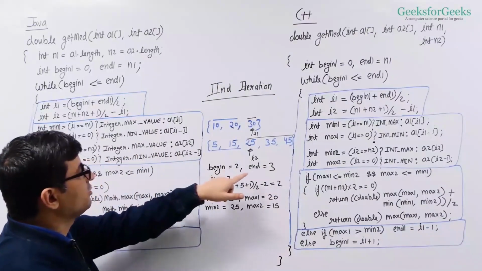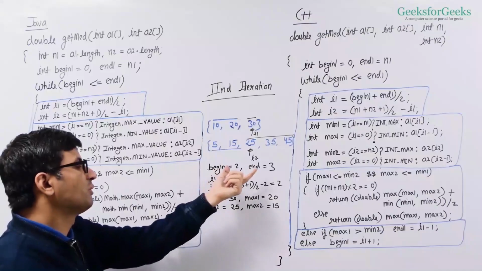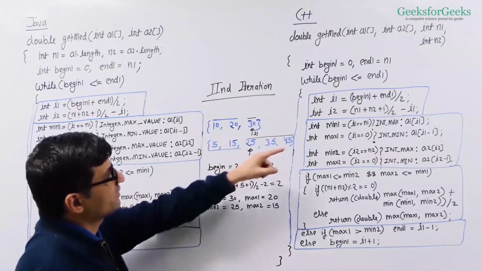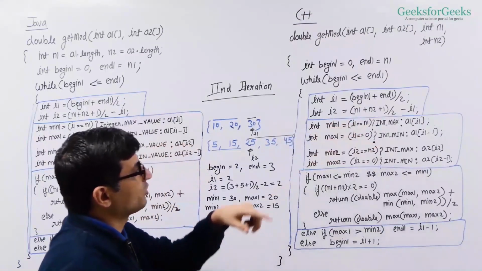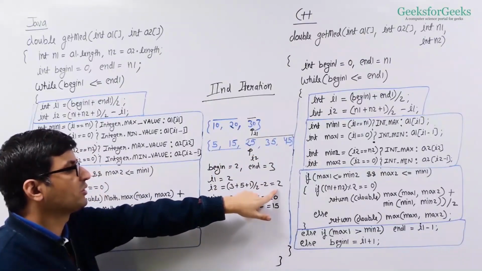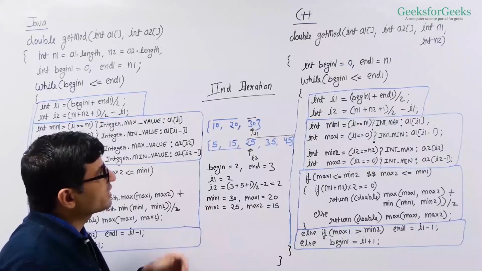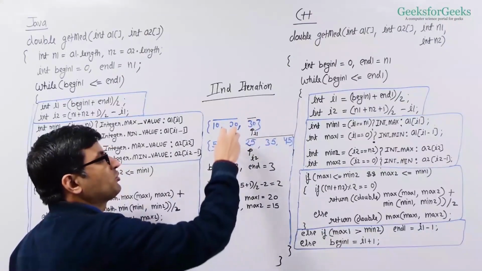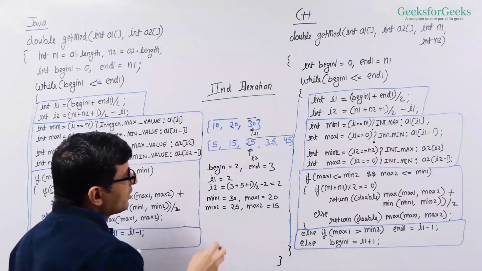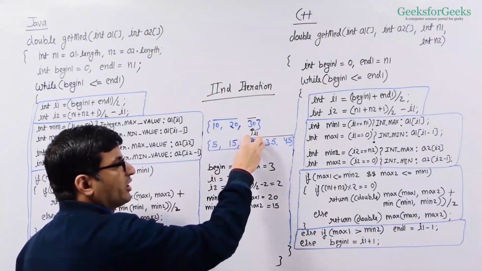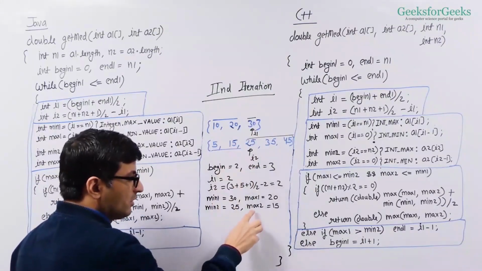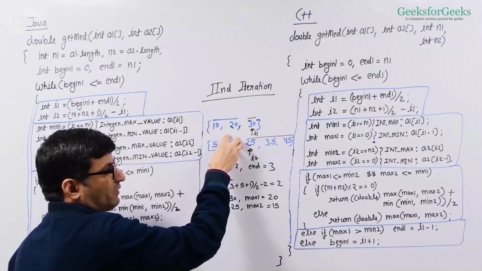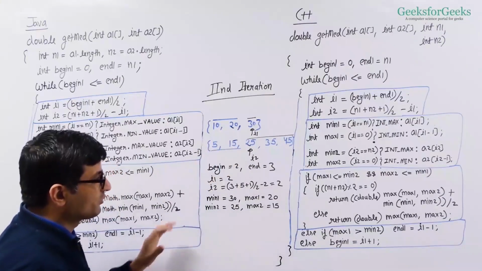We have begin as 2, end as 3, I1 as 2 plus 3 by 2, I2 as this formula n1 plus n2 plus 1 by 2 minus I1. So we get 2. And we have min1 as 30. This is the min1, beginning of the right side. Max1, end of the left side. Min2, beginning of the right side of A2. Max2, end of the left side of A2. Right? So we have these 4 values.